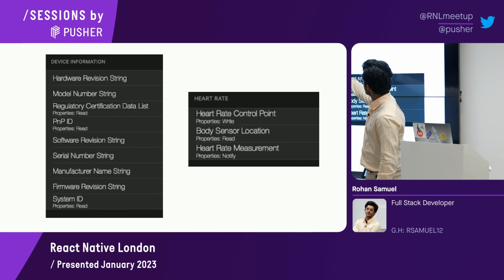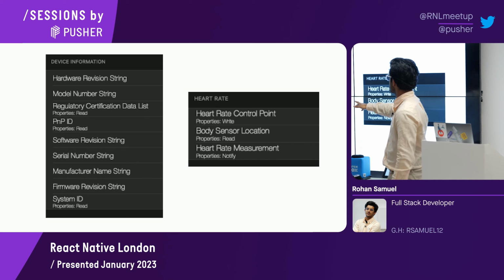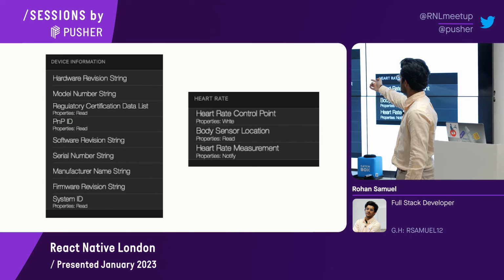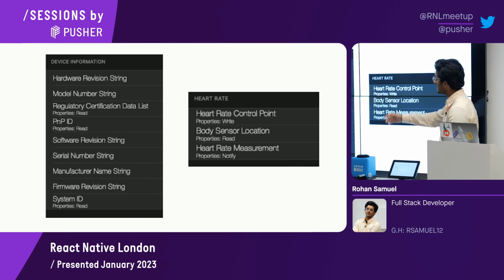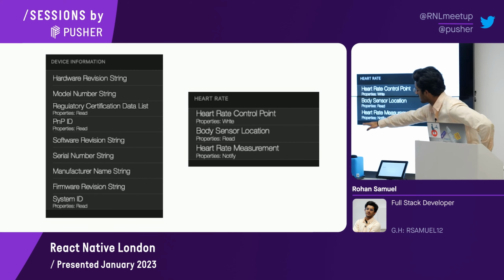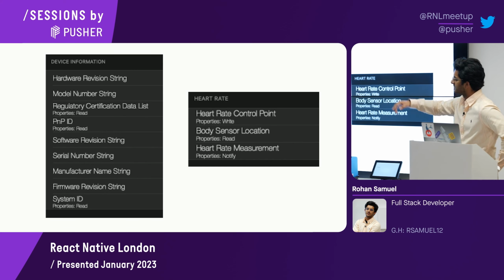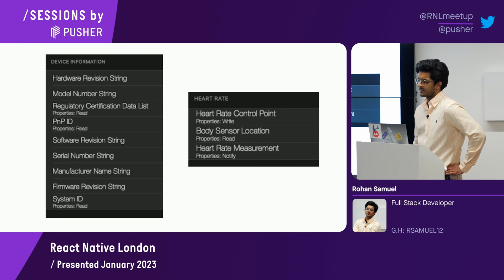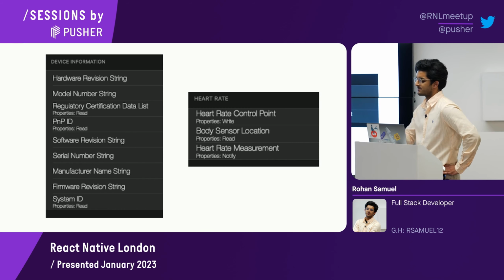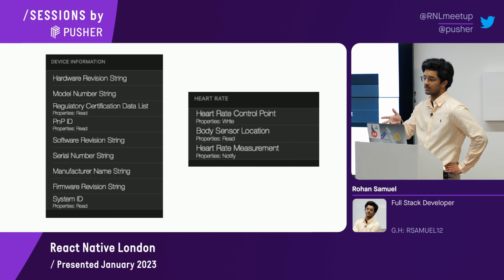So service one would be the general device information that we see here. The general device would have the model number string, manufacturer name string, and system ID. Each of them would have their own separate properties, like read, write, and notify. I think there's also indicate as an additional property, but read, write, and notify are the main three that are looked at.